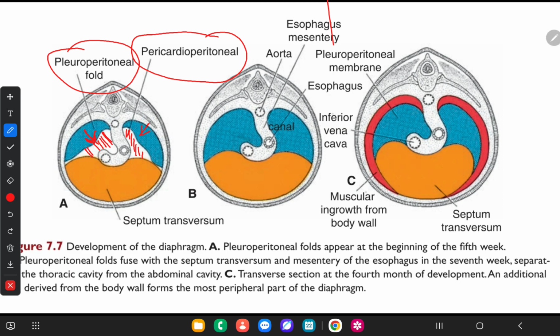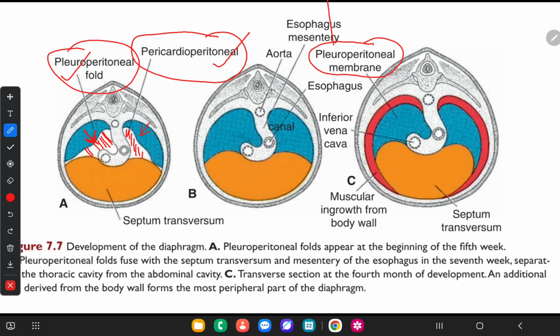Don't mix up these names. This is the pericardioperitoneal canal and this is the pleuroperitoneal fold. And after closure, this is called the pleuroperitoneal membrane, not the fold.